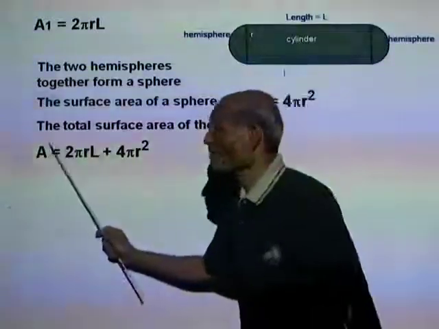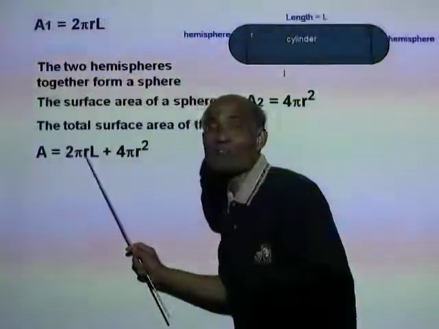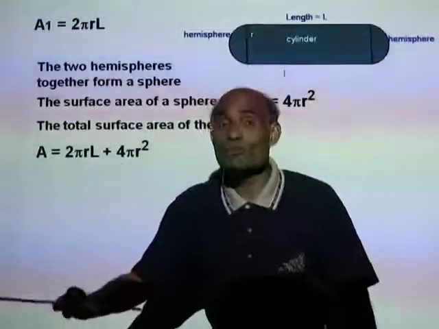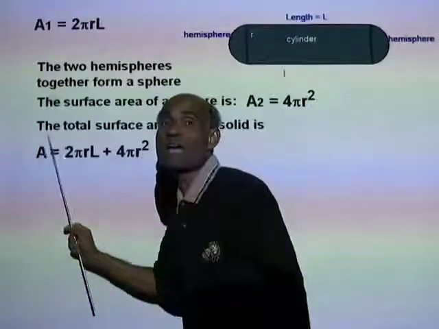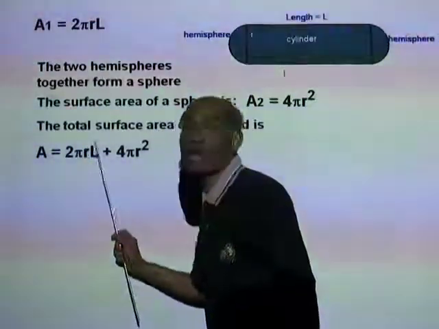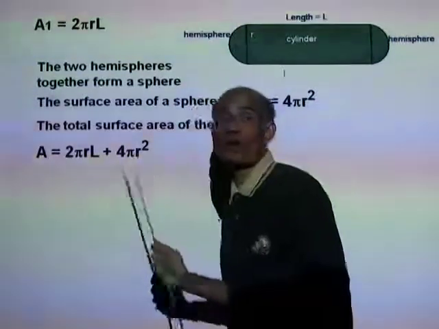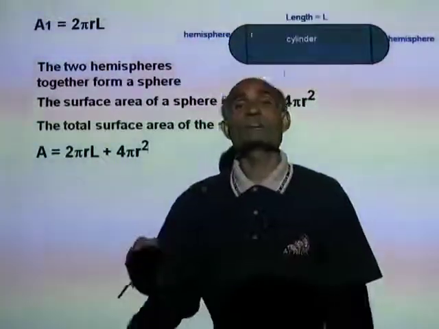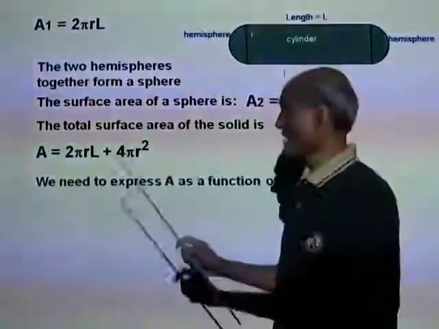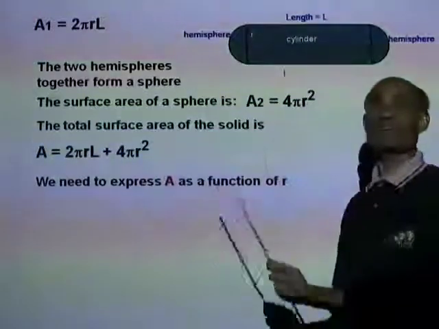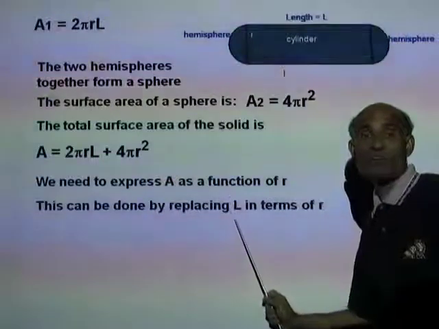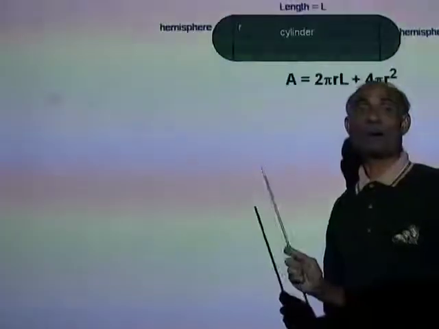All right. Now, we need to write this as a function of r, because we need to find for what value of the radius this will be a maximum. That means we need to eliminate this L and write it in terms of r. And that is where we are going to use the given volume value. All right, we need to express A as a function of r. And this can be done by replacing L in terms of r.